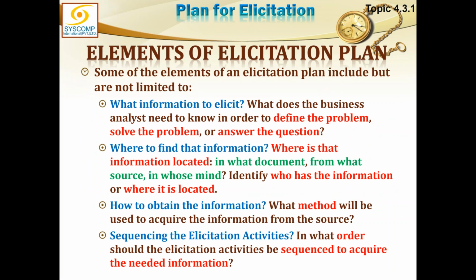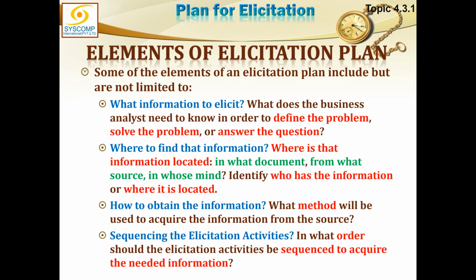What are the elements of the elicitation plan? Some of the elements of an elicitation plan include what information to elicit, as I said. So that means what does the business analyst need to know in order to define the problem, solve the problem, or answer the question. So basically, the business analyst is going to be answering a question or providing you a solution. So first for defining the problem, then solving the problem and answering the question. For these three purposes, we must clearly define what information is to be elicited. We should not be wasting time on unnecessary information, as I said before.